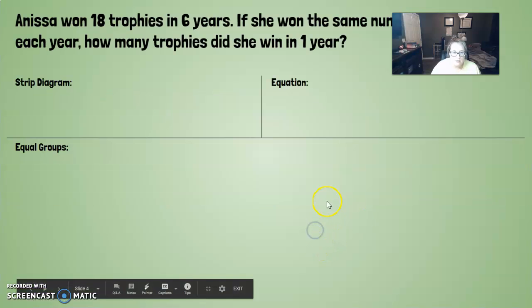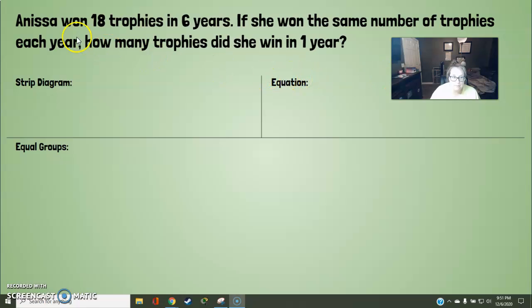So let's get started. Here is our first problem. Anissa won 18 trophies in 6 years. If she won the same number of trophies each year, how many trophies did she win in 1 year? Well, remember, when we have word problems, it's really important to make sure we understand what we're reading and what we're having to do. So it's important to read the problem again and underline or highlight the important information. So let's do that. She won 18 trophies in 6 years. If she won the same number of trophies each year, how many trophies did she win in 1 year?